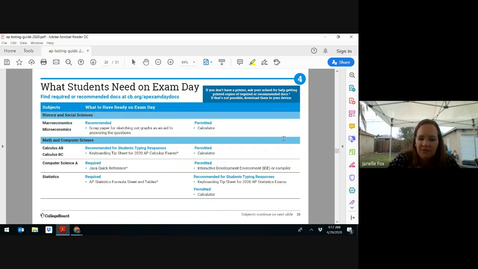And then there are some specific things for calculus. They said you could have your calculator and this keyboarding tip sheet for the 2020 exam. We're going to get that at cb.org, at AP exam day docs. I haven't looked at it yet because I wanted to get this video out to you first, but I will look at it and make sure everybody's good to go. And then we'll be ready to rock.